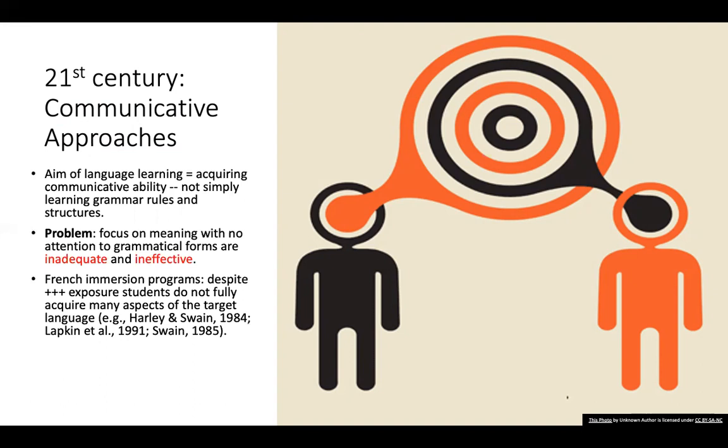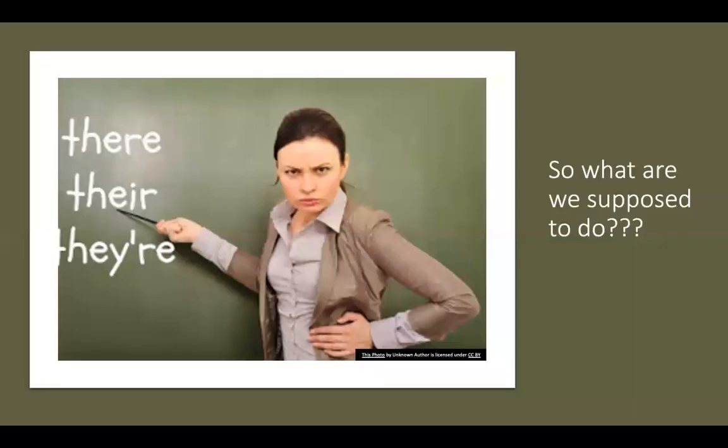In other words, we have to find some way to teach language communicatively that still includes explicit grammar teaching in a meaningful way. So, what are we supposed to do? Well, in the early part of the 21st century, researchers in second language education started to agree that an approach was needed that focused on language structures within a communicative approach.